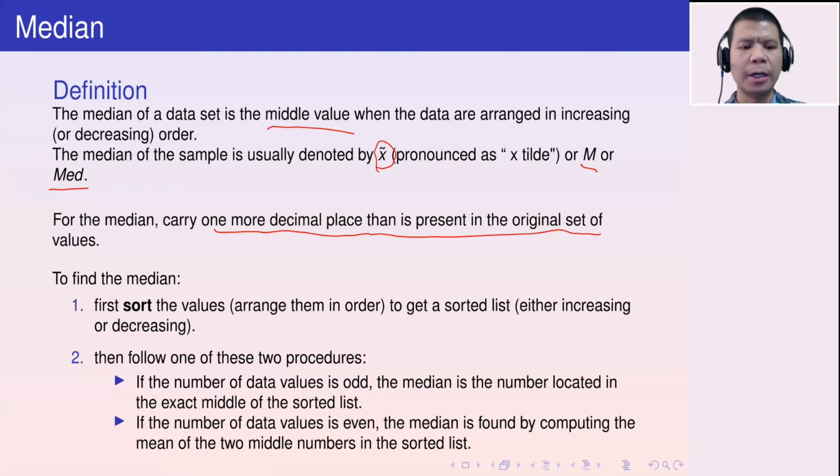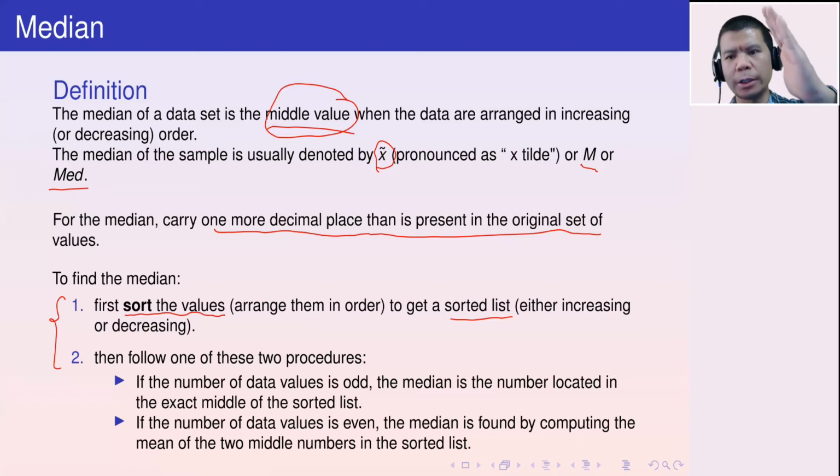All right, so now let's show how to find the median. You see that it's the middle value, right? But how do we find the middle value? In order to find the median, we use the following 2 steps. Step 1, you sort the values. You arrange them in order to get a sorted list, either in increasing or decreasing order. The second step, you have to be careful, because there are 2 different situations. If the number of data values is odd, the median is simply the one located in the exact middle of the sorted list.